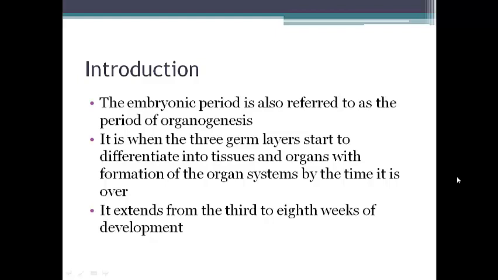So, just a brief introduction. The embryonic period is referred to as the period of organogenesis. In terms of what that word means, it means formation of the organ systems. So basically, during the embryonic period, the three germ layers differentiate into tissues and organs, so that by the time the embryonic period is over, the organ systems have completed their formation. In terms of duration, the embryonic period extends from the third to the eighth week of development. All right, so anything between week 3 and week 8 is considered the embryonic period.